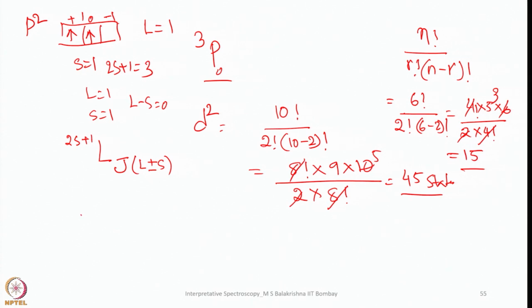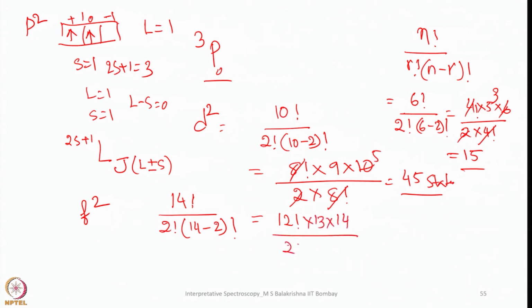Let's look into one more, the F2 system. For the F2 system, it is 14 factorial over 2 factorial and 14 minus 2 factorial. This can be written as 12 factorial, and this is 91. So for the F2 electronic configuration, the number of microstates is 91. This is how one should be able to write it.